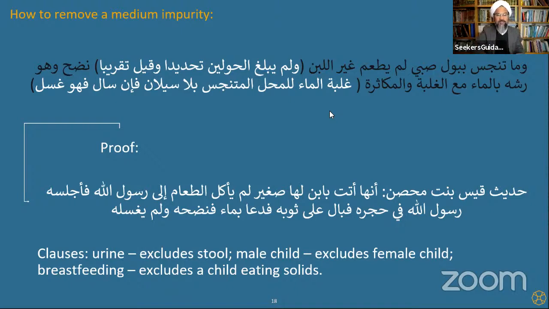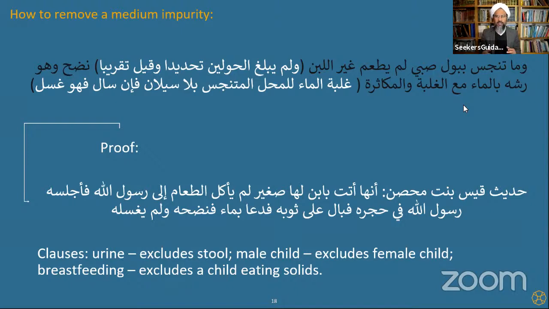The detail here in terms of what the Bayan and Ta'rif provides for us would be the following. There are a number of clauses in order for us to consider that urine to be a light impurity. And a light impurity simply requires that you sprinkle water over it, and you need not wash it. There are certain conditions, there are certain clauses. What are the clauses? Urine, it excludes stool.